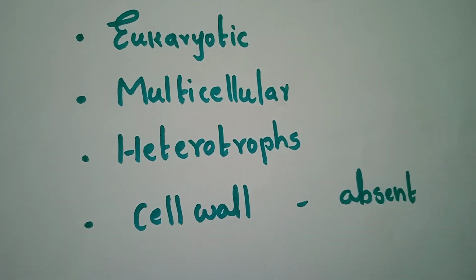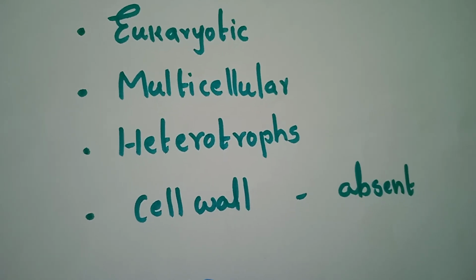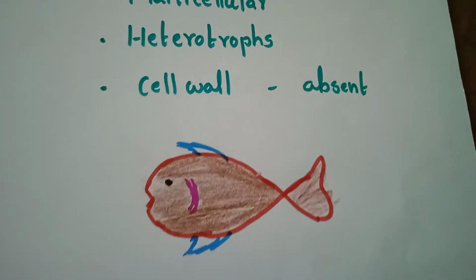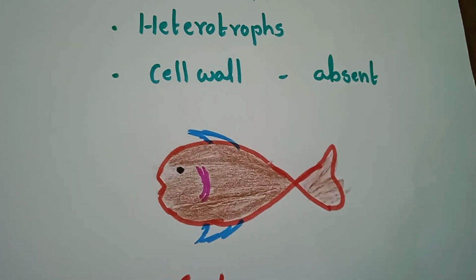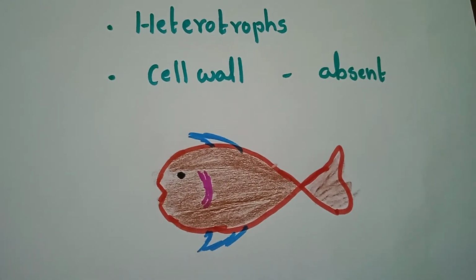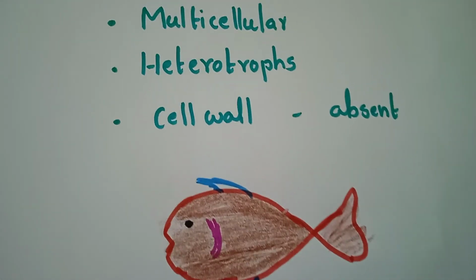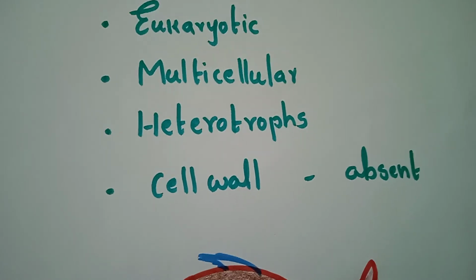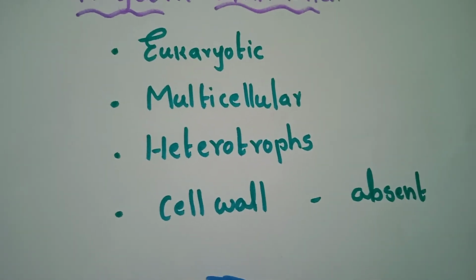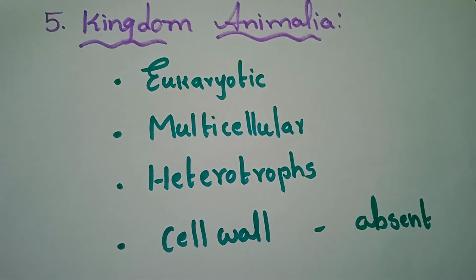Actually, in this, the cell wall is absent. We don't have a cell wall. Animals like fish, lion, rabbit and other animals, and humans also. So these five are the five kingdom classification and these are the characters.